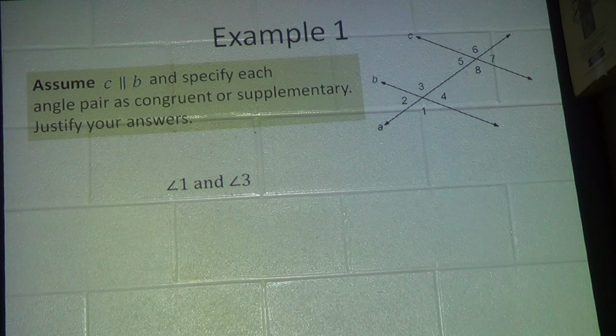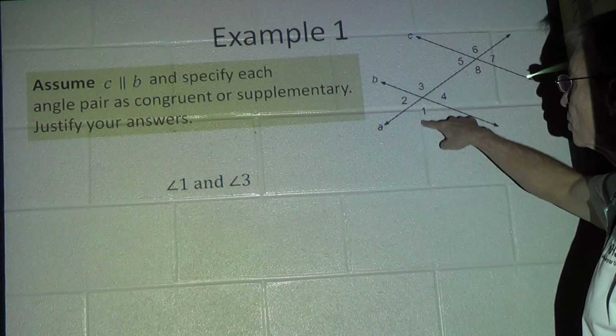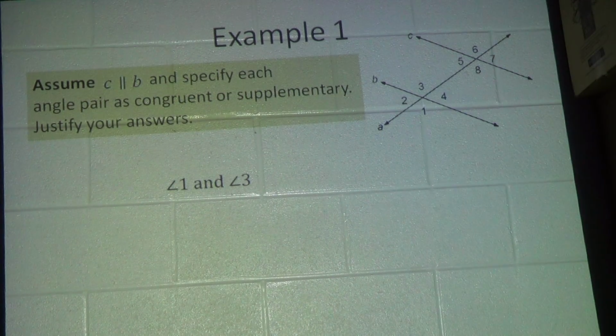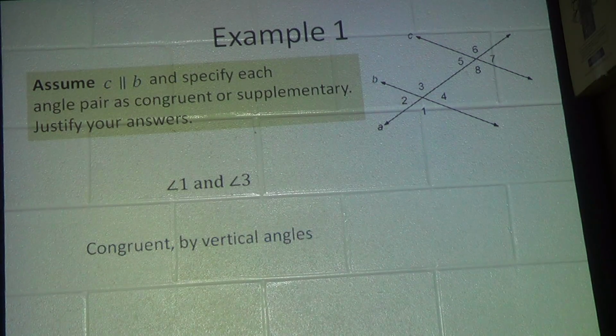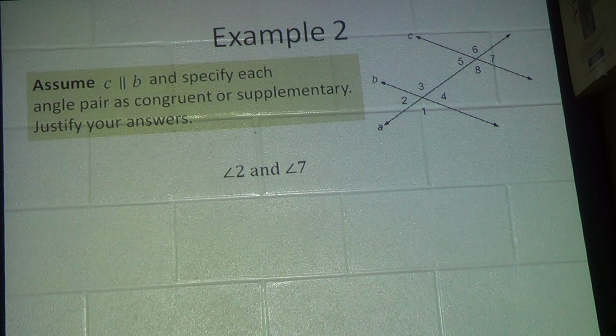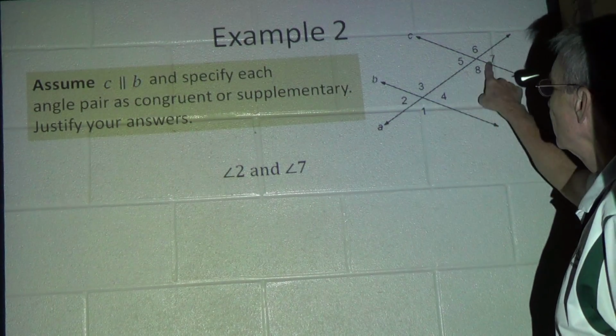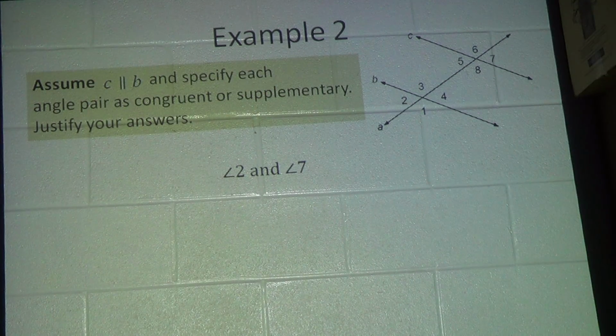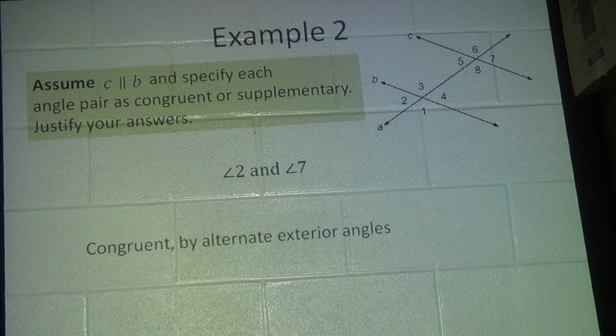So angle 1 and angle 3, these angles are directly across the vertex from each other, so they're called vertical angles. So by the vertical angle theorem, we know that these have to be congruent. Okay, example 2 is angle 2 and angle 7. In this case, they are what? They are alternate exterior angles, and by the theorem that we just talked about at the beginning, they have to be congruent also.